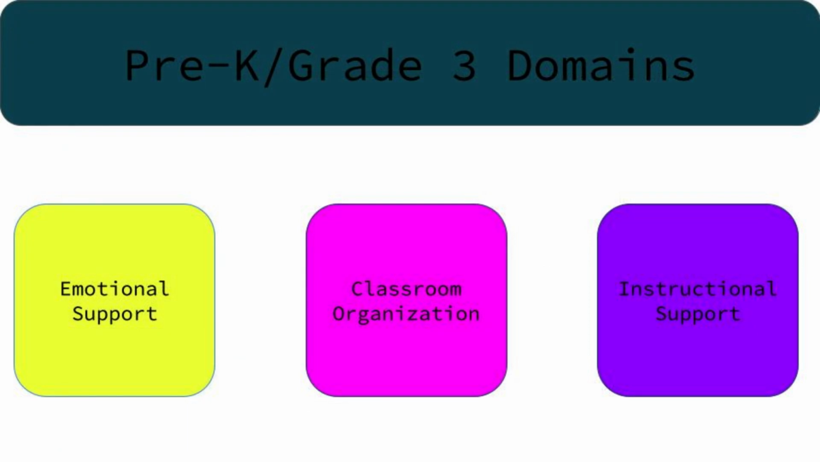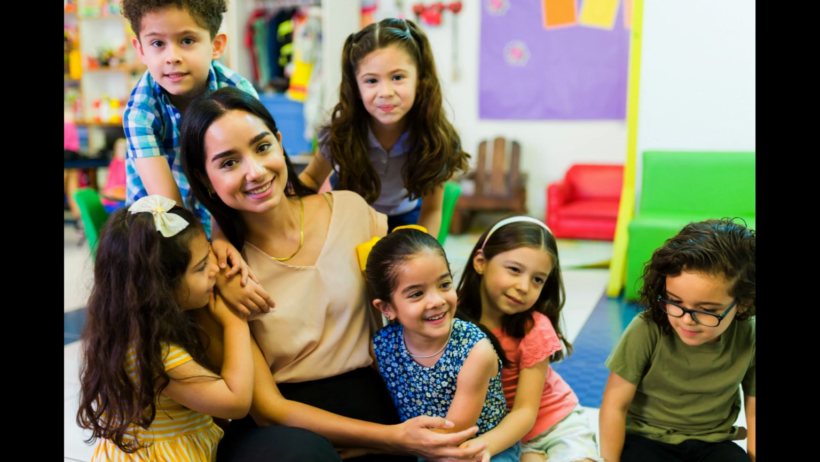The Pre-K through Grade 3 CLASS tool has 3 theory-based domains: emotional support, classroom organization, and instructional support. Let's learn more about these 3 domains in the Pre-K through Grade 3 CLASS tool. The domain of emotional support assesses educator support of children's social and emotional functioning in the learning setting. Educators understand that children are developing their sense of self and relationships with others in their communities, and they support this development in a responsive way.